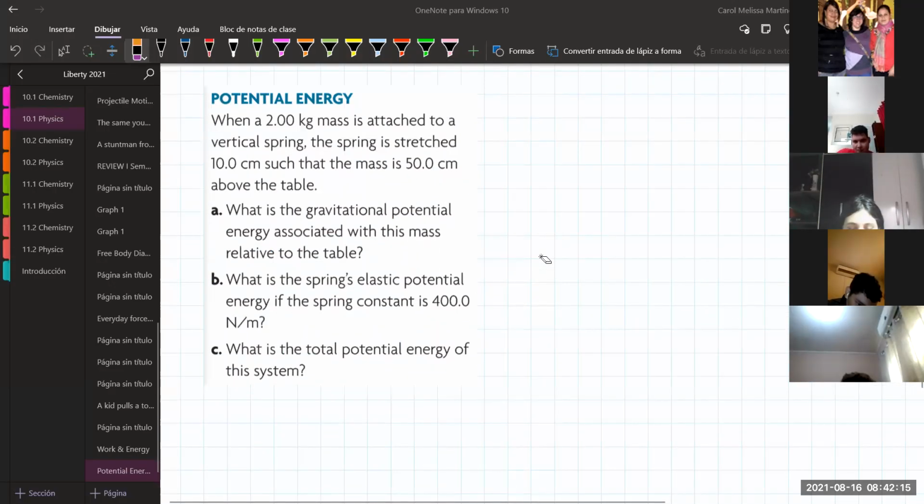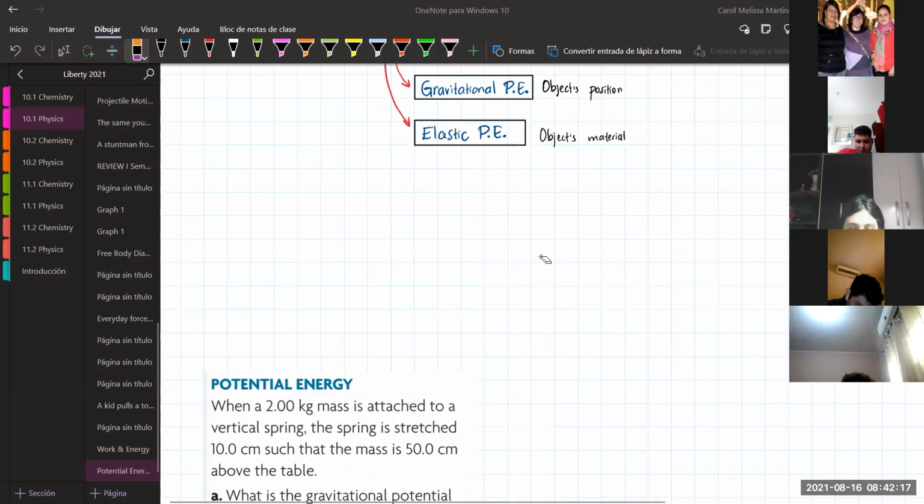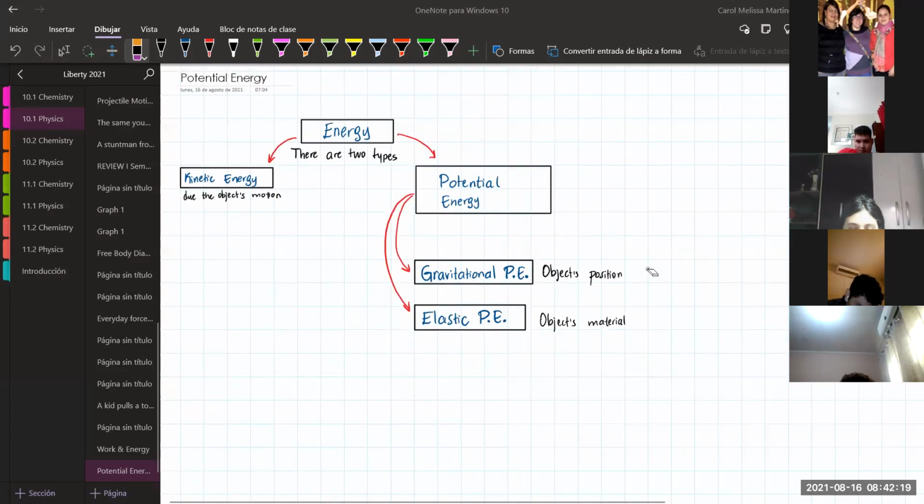So, okay, before I continue, I forgot, sorry. In gravitational potential energy, the one that is related to the object's position, we're going to be using a formula. This is the formula that we're going to use for potential energy, gravitational, okay?